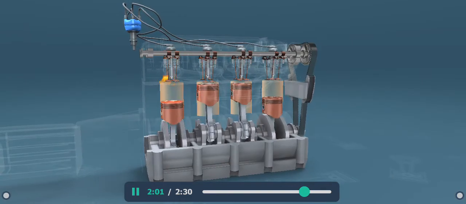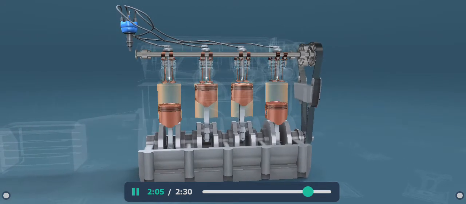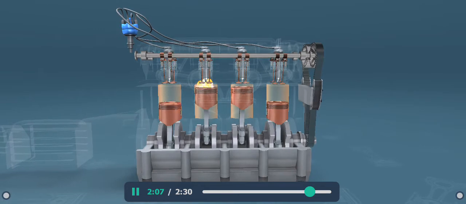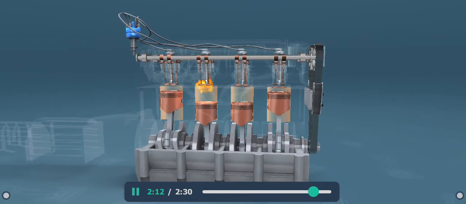As you can see, the linear motion of the piston is converted into the rotating motion of the crankshaft in the engine. The energy necessary to move the piston is provided by the combustion of fuel.